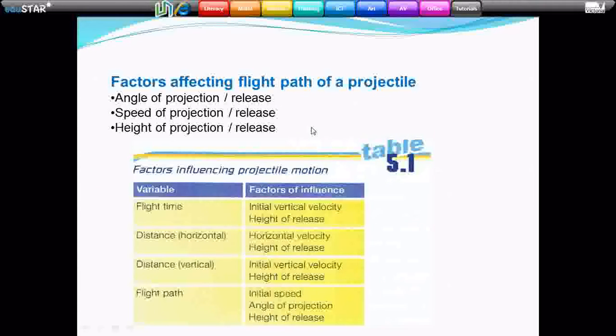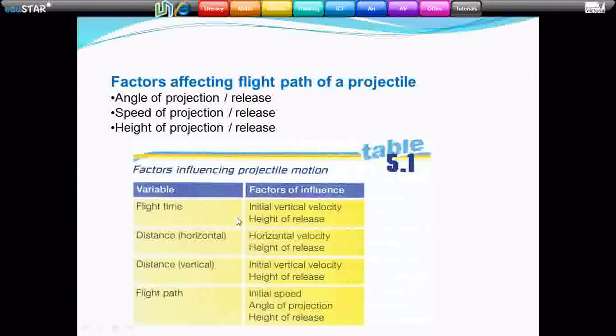There are three main things that affect the flight path of a projectile that we can control, and they include angle of projection, the speed or the velocity of projection, and the height of projection. So they're things that we control as the person throwing the projectile object or projecting ourselves as a projectile.